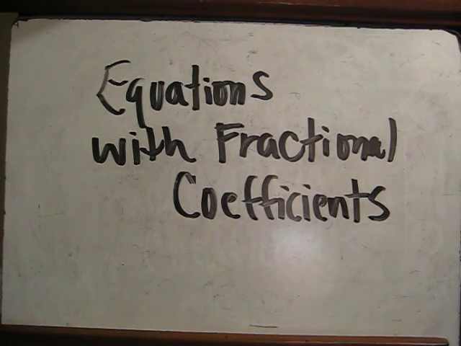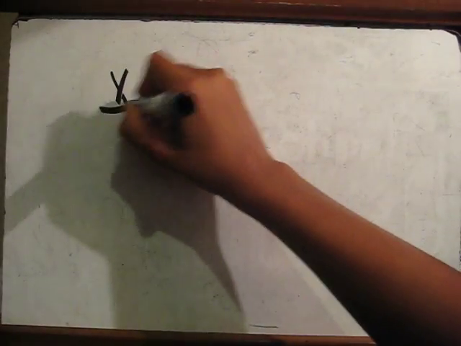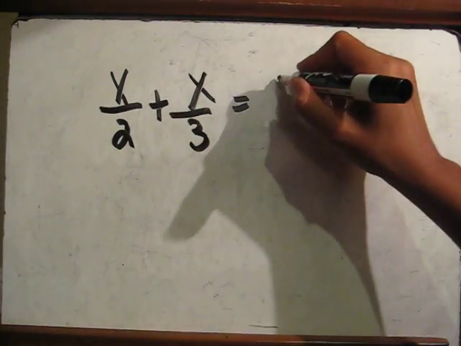Okay, in this video we're going to be going over equations with fractional coefficients. Our first problem, we're going to be solving x over 2 plus x over 3 equals 5.